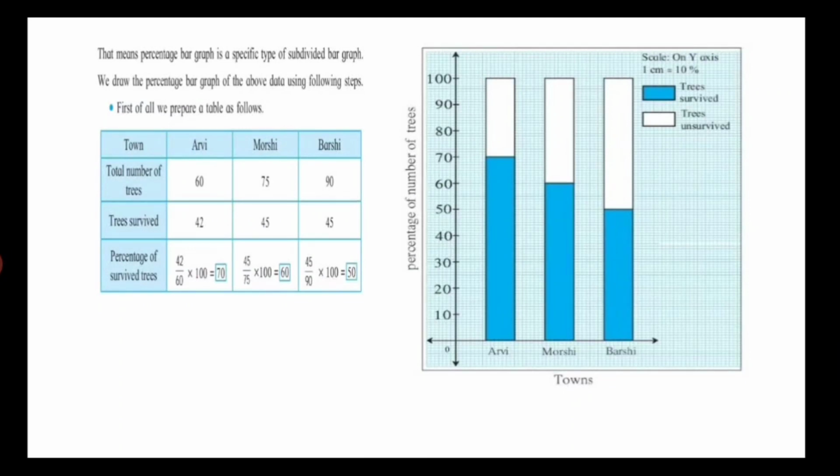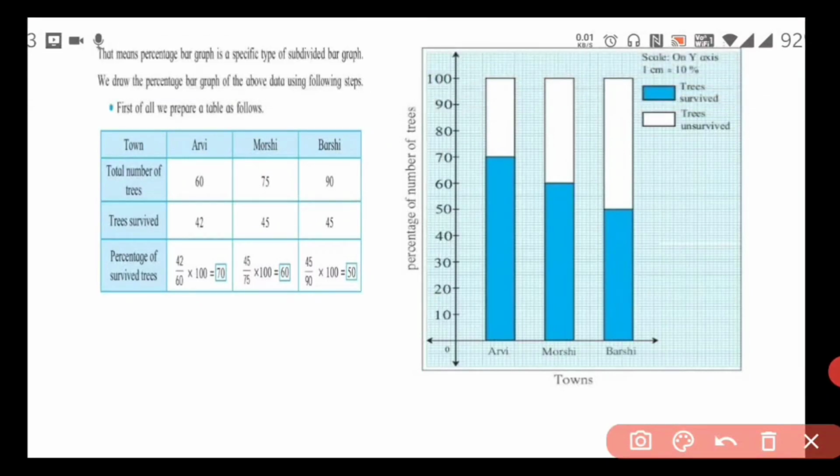As we all can see here, the subdivided bar graph of all 3 towns has been drawn. On the x-axis, the towns are written: Arvi, Morshi and Barshi. And all the bars are of 100. As you all can see, all 3 bars are of 100. So, in a percentage bar graph, the speciality is that all bars should be of 100. That is the most important point of drawing a percentage bar graph.